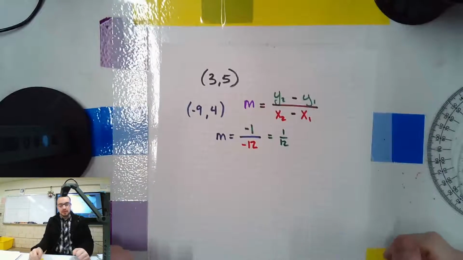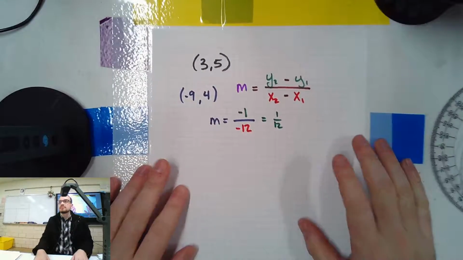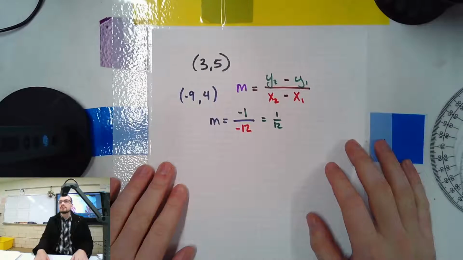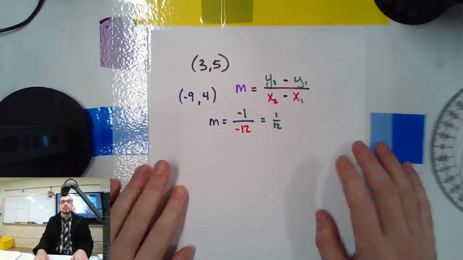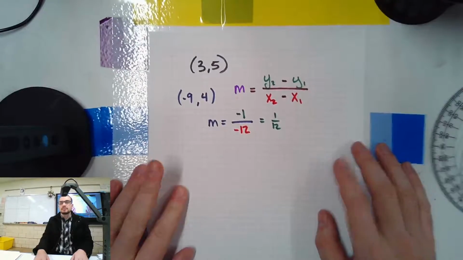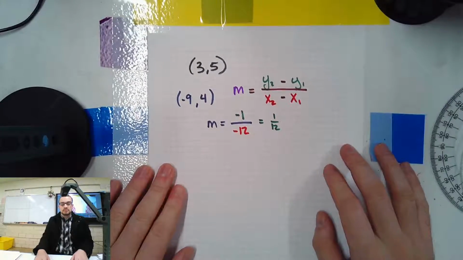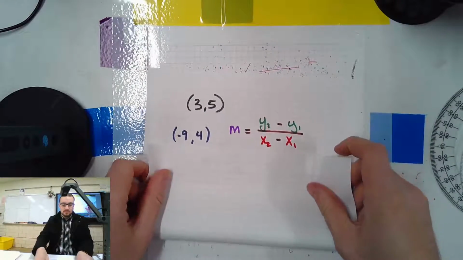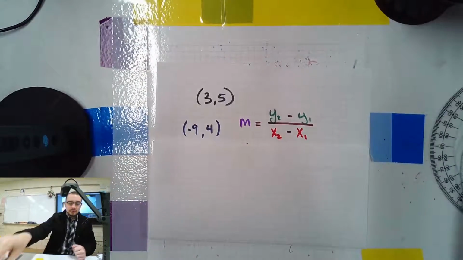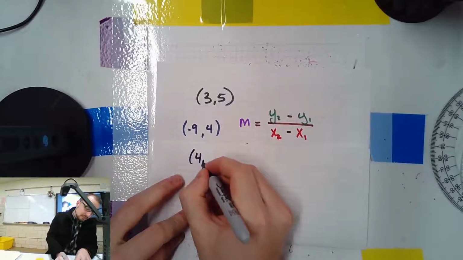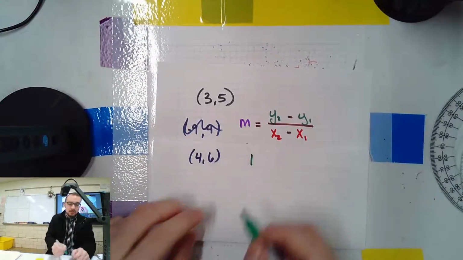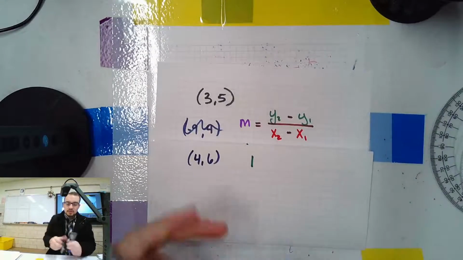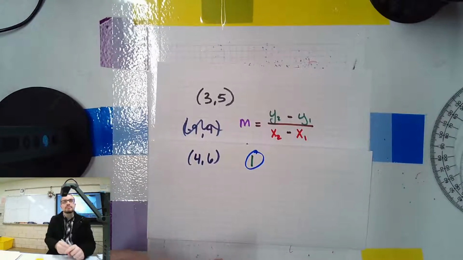But we cheated. We're not allowed to use negative numbers. Using the digits 1 through 9, yeah. So what if we used 4 and 6 instead? Our rise would be 6 minus 5, which is 1, and the run 4 minus 3, which is 1. So overall, it's going to be 1.